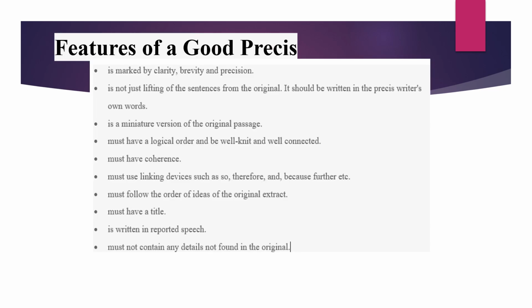So here are the features of a good précis and we will be discussing them. A good précis is marked by clarity, brevity, and precision. A good précis is not just lifting of sentences from the original text, it should also be written in the writer's own words. So you can use the ideas in your own words. It is a miniature version of the original passage and it must have a logical order and be well knit and well connected. So there should be coherence and cohesion in your précis writing.